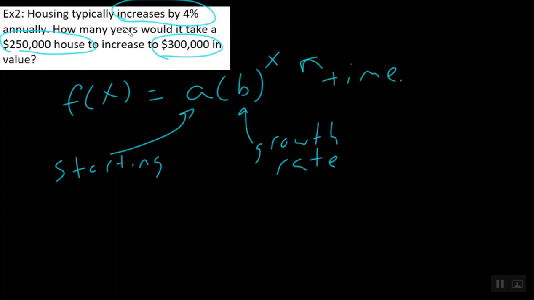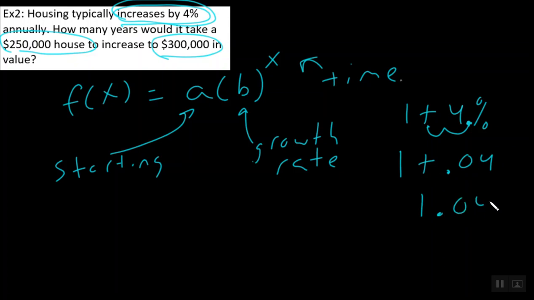Now it says here housing typically increases by 4%, so you know that this is growth. So we want to do 1 plus 4%. Well, remember, our decimal is implicitly over here to the right of the number, and to go from a percent to a decimal, we take this decimal and move it 2 places to the left. So I have 1 plus 0.04, which is 1.04. This is going to be our growth rate.